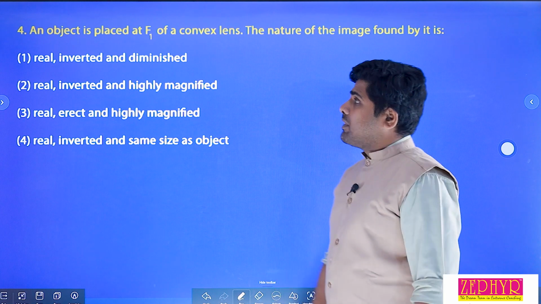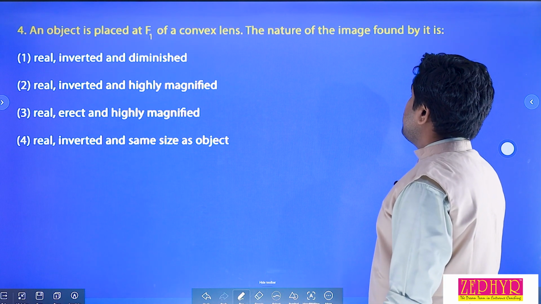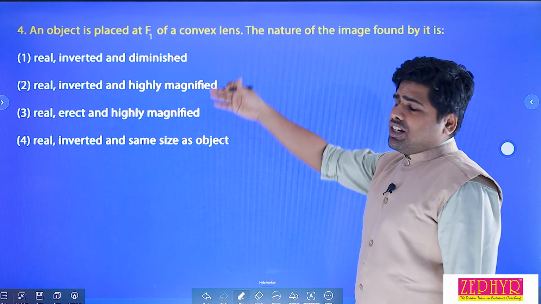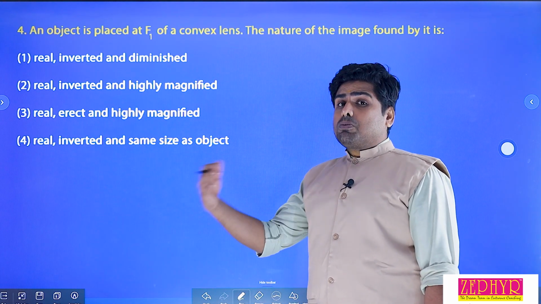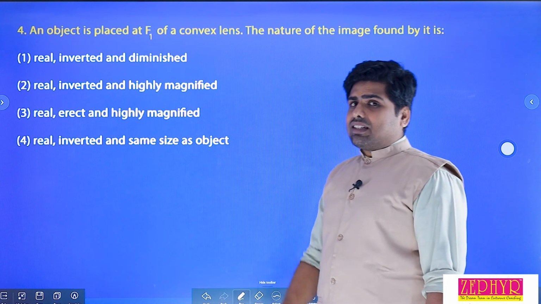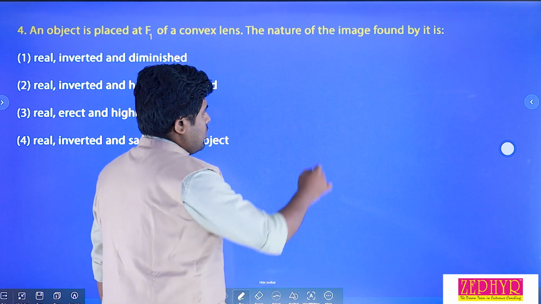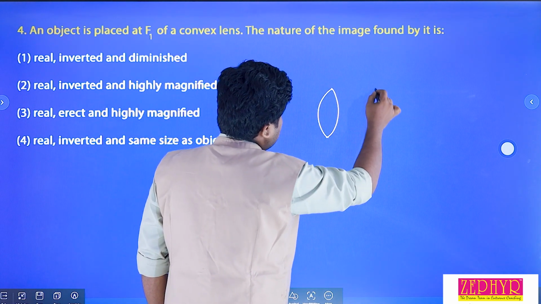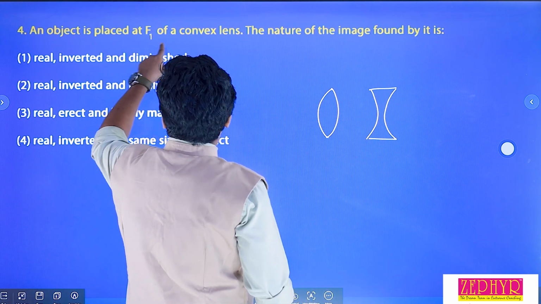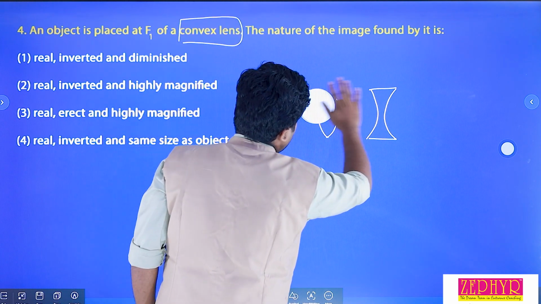What is question number 4? An object is placed at f1 of a convex lens. The nature of the image formed by it is... This one is again related to the topic refraction by spherical lenses. Convex lens and concave lens are two different types of spherical lenses. The convex lens is like this and the concave lens is like this. Here the lens type is a convex lens.